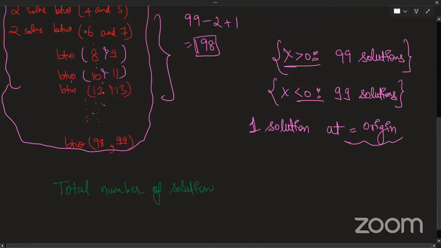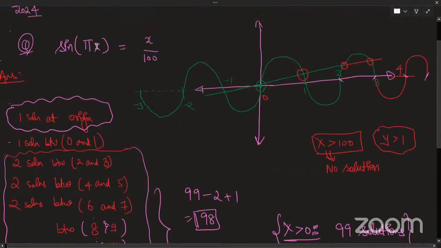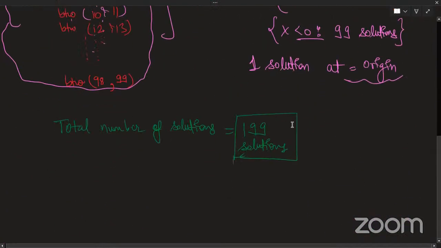How many? 199, sir. Yes. 99 solutions in the positive range, 99 solutions on the negative side, and one solution at the origin. Fine? Are you able to get this?